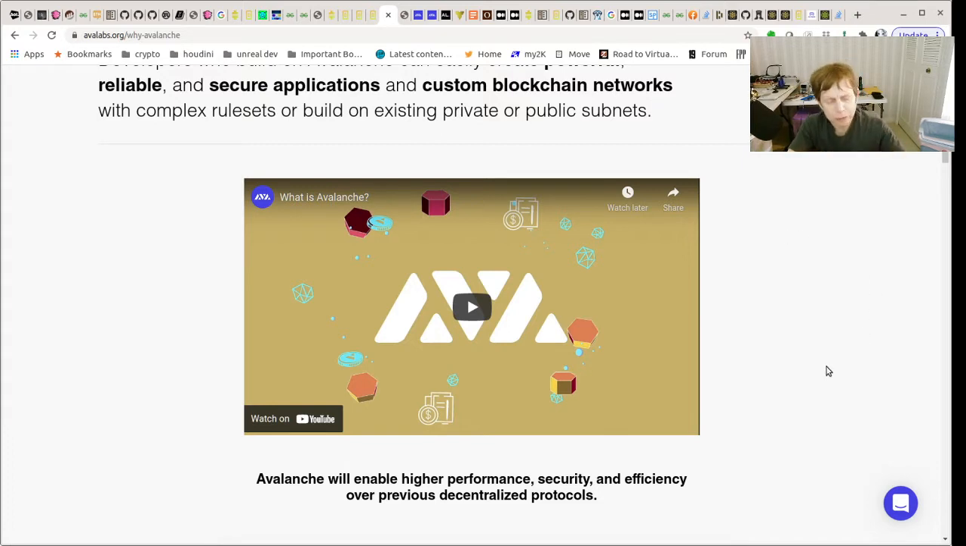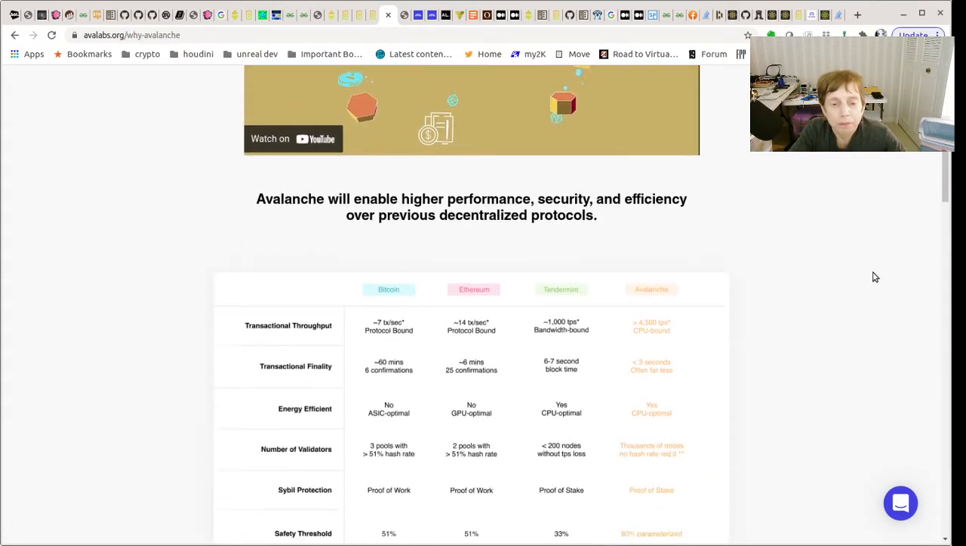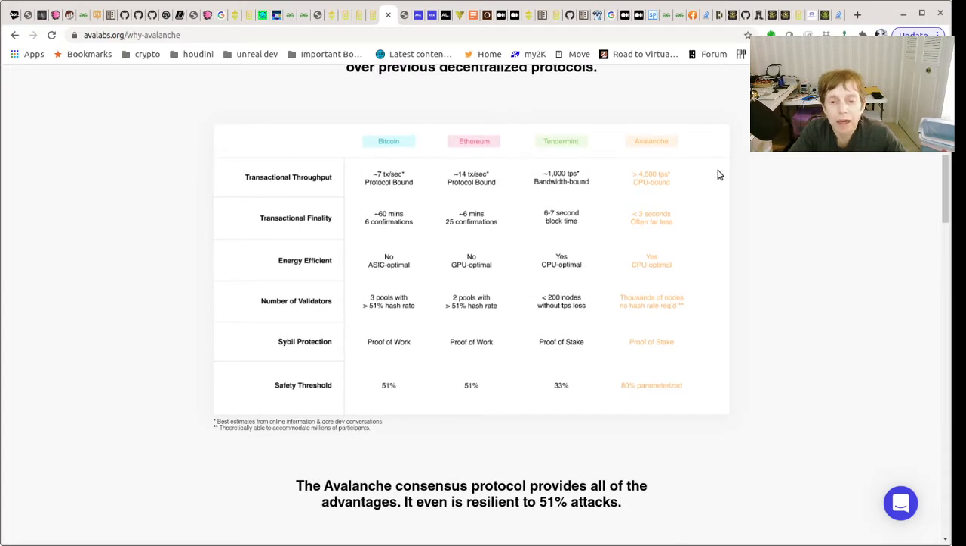But from a technical level, Avalanche is supposed to have advantages over what we've seen before, Bitcoin, Ethereum. You can use the same smart contracts on Avalanche as on Ethereum, just like we saw with Theta. They claim to be quite fast. I don't know, I'd have to look up how that compares to Theta. And this is CPU bound. This focuses more on the CPU than the GPU, which I thought is interesting.